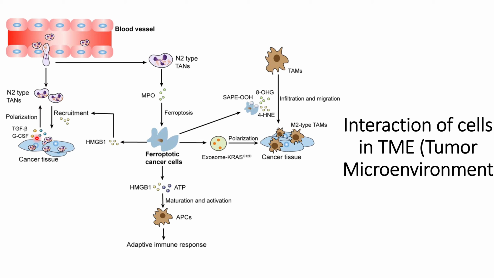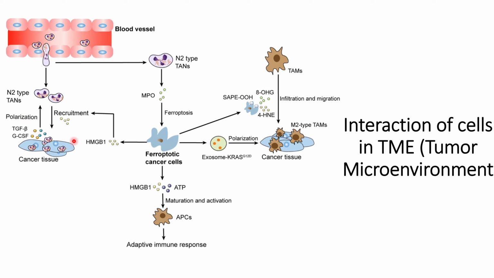And simultaneously, what will happen is that these cancerous cells will release some of the cytokines such as GCSF and TGF beta also. The function of both of these is that they will convert these neutrophils into the N2 phenotype, or the tumor associated neutrophils, and its function is to prevent the immune response and act as an immunosuppressor.